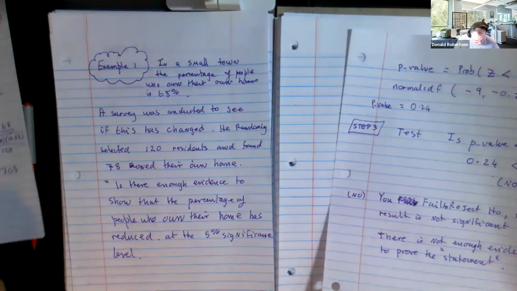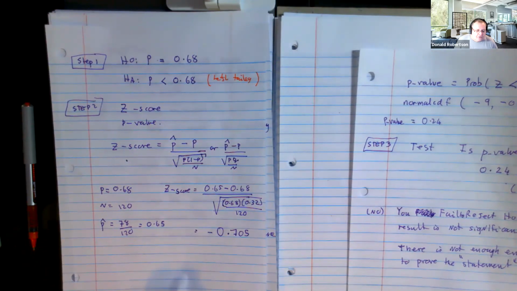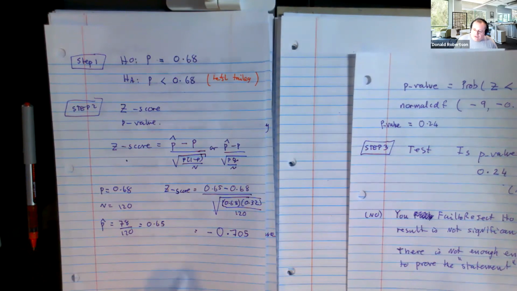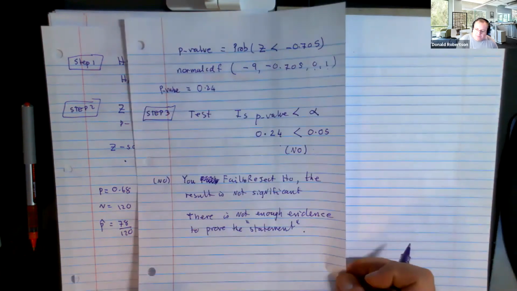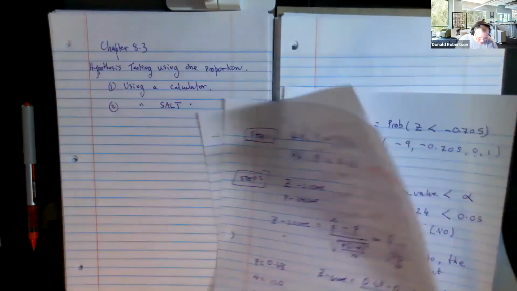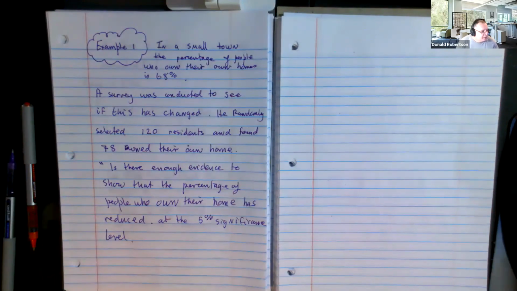So you have step 1, hypothesis test. Step 2, calculate the p and z scores. And step 3, test. Now, with that same story in mind, I'm now going to go to our calculator at WebAssign, and we're going to show you how you would do it in WebAssign.